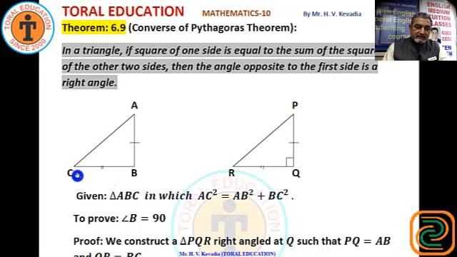यहाँ पर दिया गया है कि in triangle ABC, in which AC square equals AB square plus BC square, and B is 90. We have to prove B is 90. This is the converse. If B is 90, then AC square equals AB square plus BC square. This is Pythagoras. But if AC square equals AB square plus BC square, then B is a right angle. We have to prove this theorem. So both theorem 6.8 and 6.9 are converse to each other.